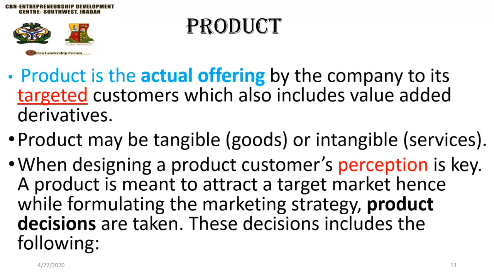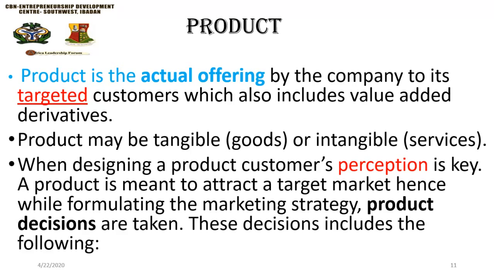Number 1 is product, and this is what you offer to your customer. What do I mean by product? Look at this Bible that I'm holding. It's a product. It's tangible. And I want to sell this product to the customer.